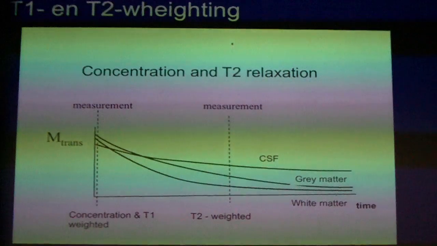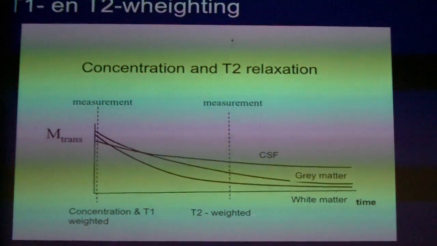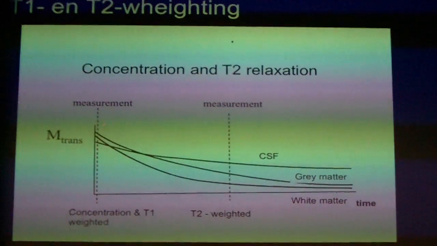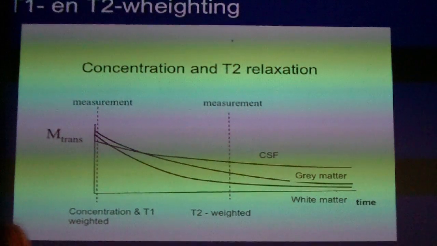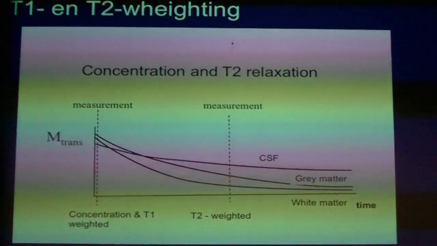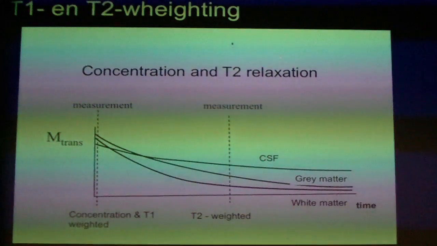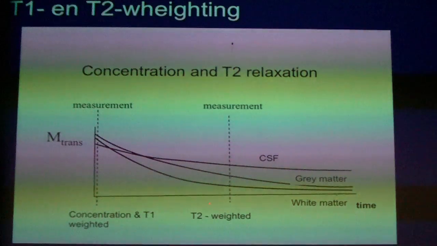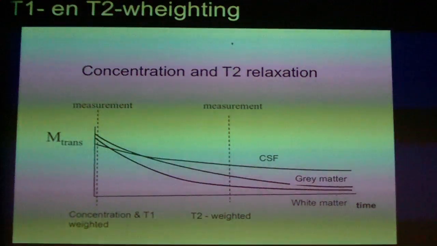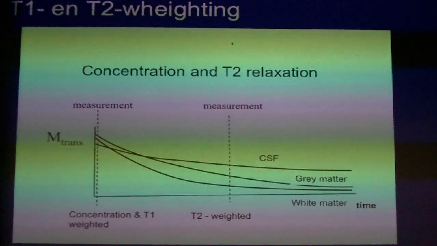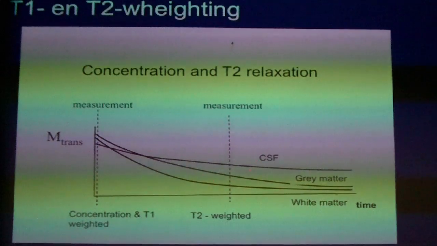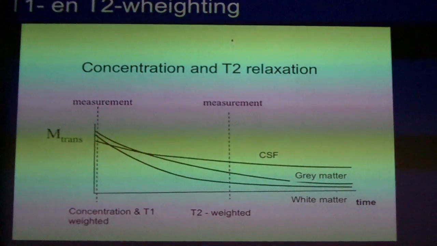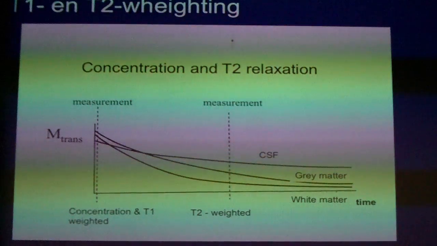If you don't want to have these differences based on T2 relaxation, you should measure immediately after your pulse. Here, the signal didn't have much time to develop these differences. So for T2 weighting, your echo time, the time until the measurement, should be long, or in the range of the T2 relaxation time. If you don't want to have a T2 weighting, you should have a very short delay until your measurement is actually taken.